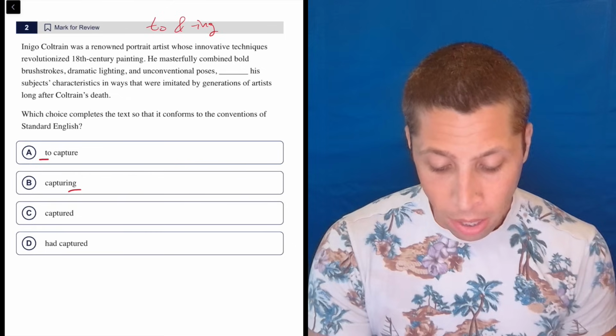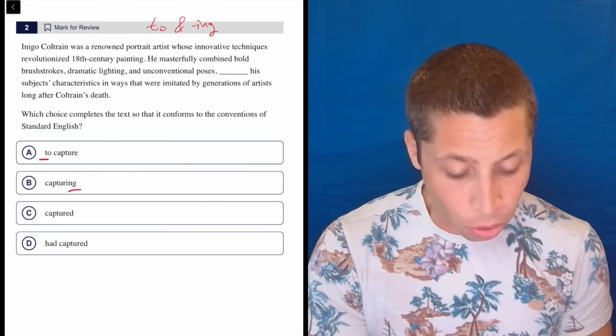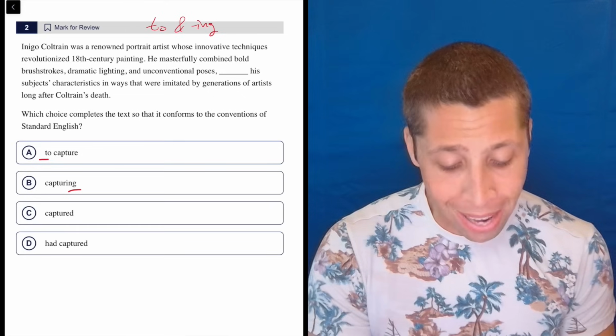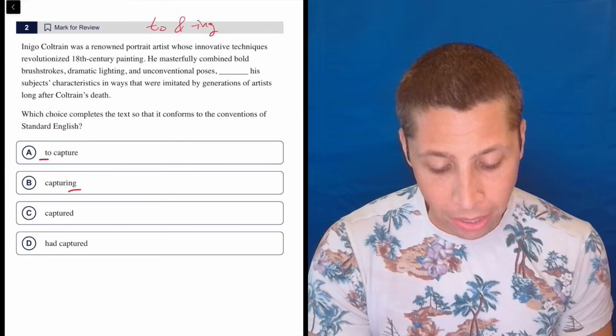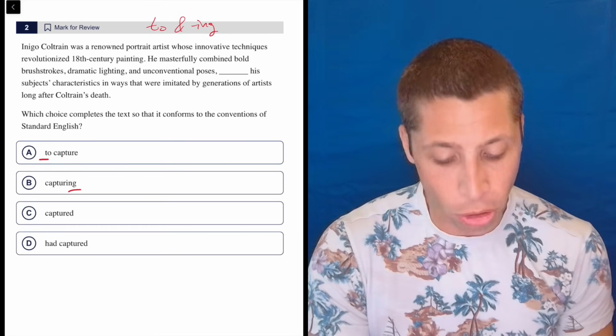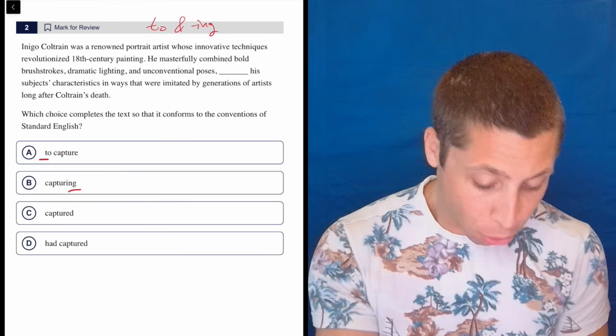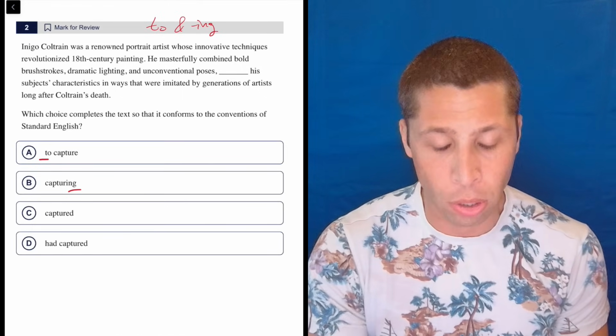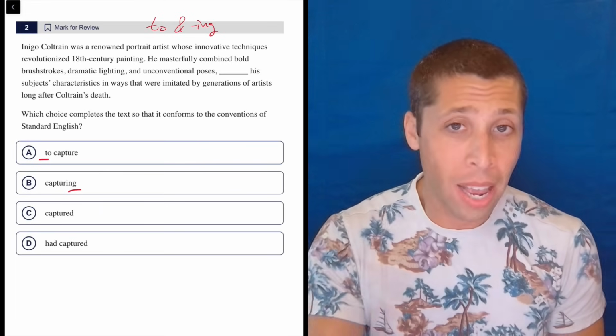So Inigo Coltrane was a renowned portrait artist whose innovative techniques revolutionized 18th century painting. He masterfully combined bold brushstrokes, dramatic lighting, and unconventional poses to capture his subject's characteristics in ways that were imitated by generations of artists long after Coltrane's death. So I just put choice A in to have something.